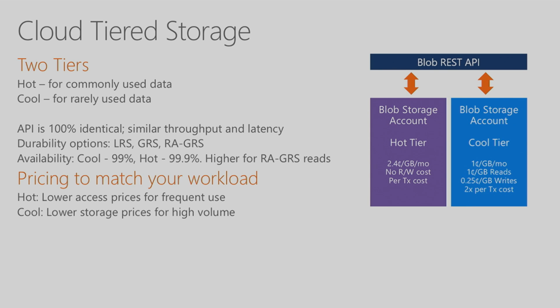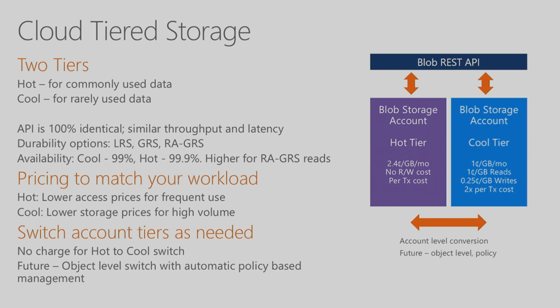So it works great for a set of workloads. You can switch the account tiers from hot to cool. So you can start with hot data, switch it to cool data when that data is cooled down, or you can go back from cool to hot, though you'll incur that read charge once.